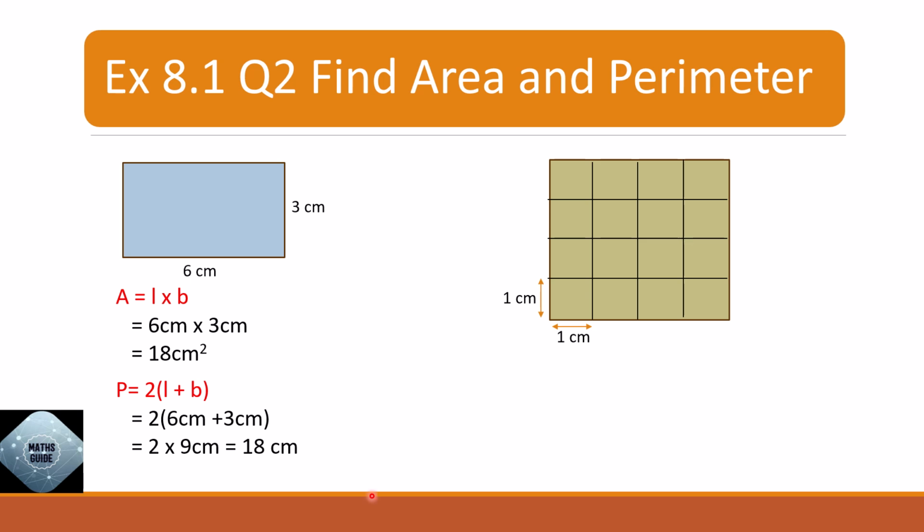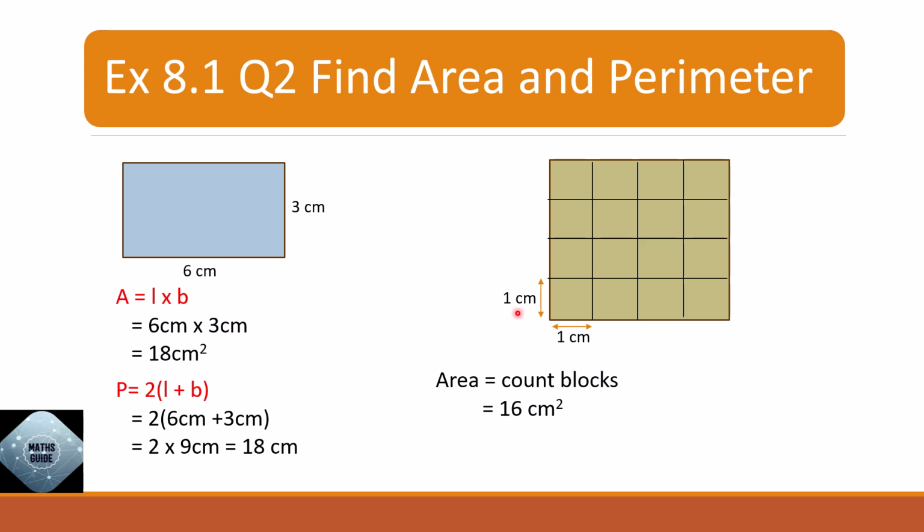This next figure is very easy for finding the area and perimeter. For area, we have to find out how many blocks are covering the inner region of this square. So let's count 1, 2, 3, up to 16. 16 small squares of 1 cm dimension are covering this whole shape. So we can say that area is 16 cm square.